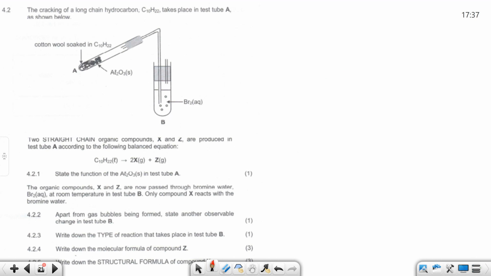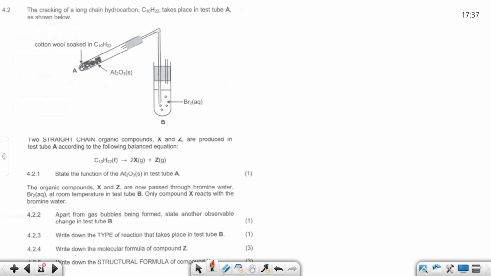Thermal cracking, what are we using? Heat. So the condition is what? Very high temperature and very high pressure. For catalytic, what do we need? A catalyst. Let's answer this question. The cracking of long-chain hydrocarbon C10H22 takes place in a test tube as shown below. Cotton wool, so there's no heat here. So this is what? A catalyst. Is that okay? It's either thermal or catalytic. This one is what? Catalytic.